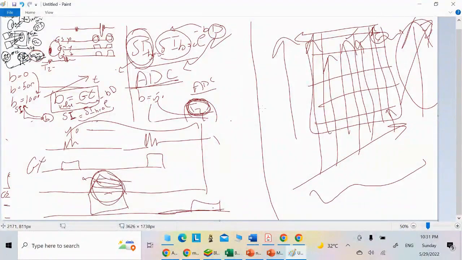Because you want to determine the location of the focus, how will you define it? You will now apply a gradient on the y-axis and a gradient on the x-axis.